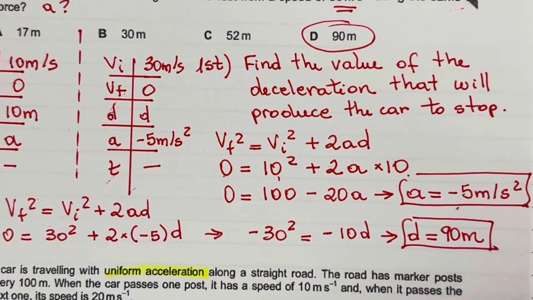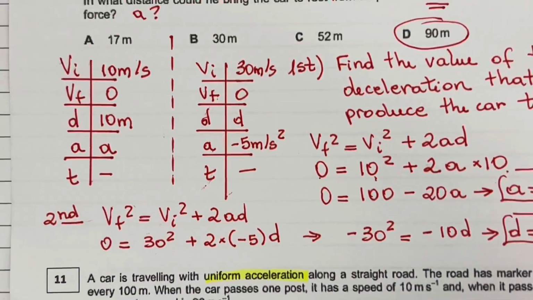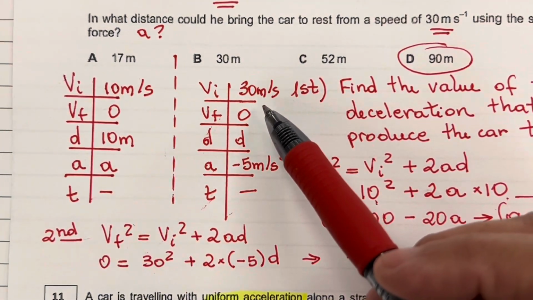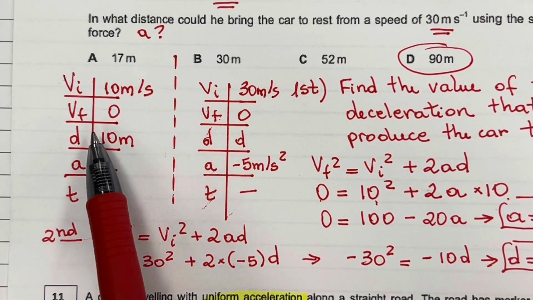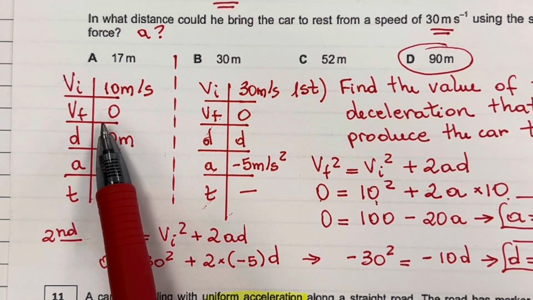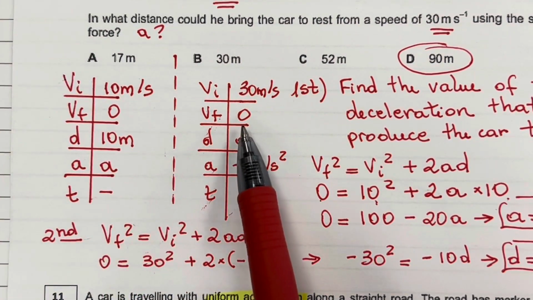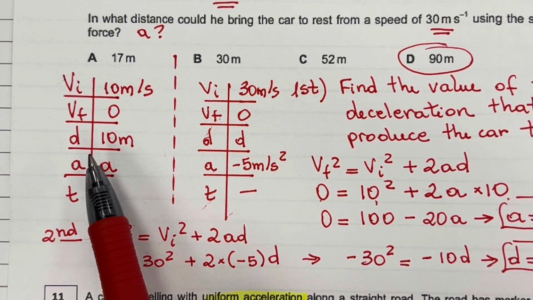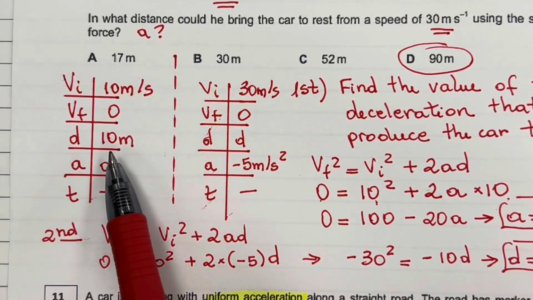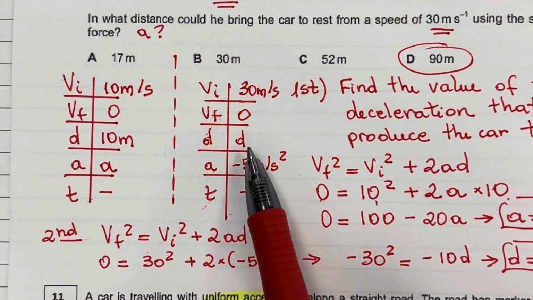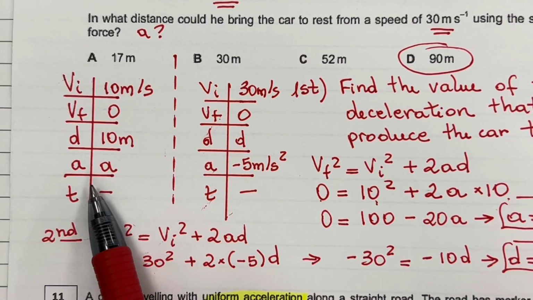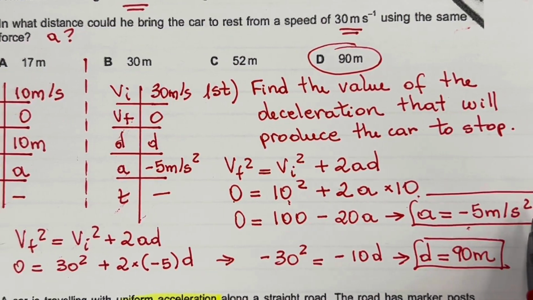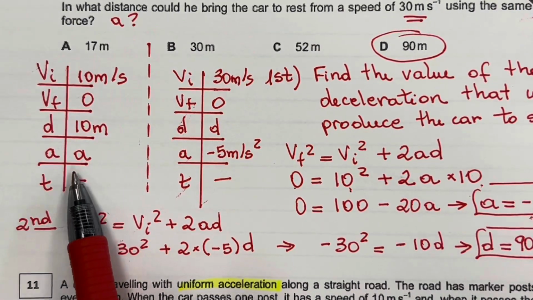Now we go to the second part of this problem. Here is the data table for the first part. Initial velocity is 10. In the second part, the initial velocity is 30. In the first part, the car goes to rest, so the final velocity is 0. Likewise, the distance the motorist takes pressing the brakes to a stop is 10 meters. I want to know how much this distance will be. Will it be less or greater? And the acceleration, which we calculated, is negative 5 meters per second squared. That is not showing here, but that's the deceleration.